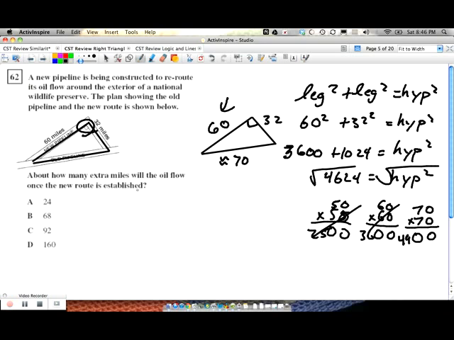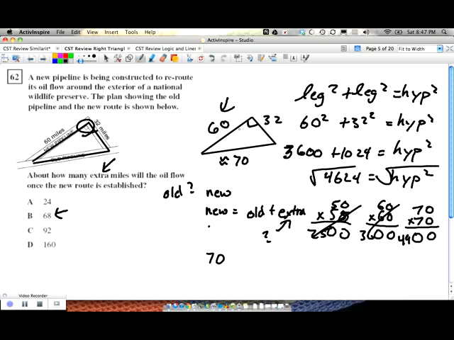So it says, how many extra miles will the oil flow once the new route is established? Well, I'm tempted to say 68, but that's not really what the question is asking. It's saying that this third side is going to be 70, but it says how many extra miles. They're pretty specific here when they use vocabulary like that. Extra means we have the old, and then we have the new, and the new is going to be the old plus some extra. So it's asking us, what is this extra?